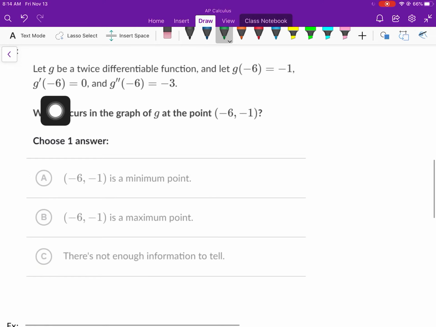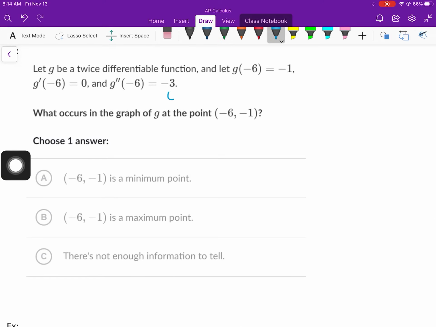Here's a similar idea. At -6, we have a critical point. Here we're concave down because it's negative. So that critical point would be a maximum.